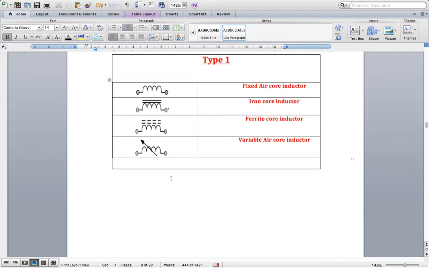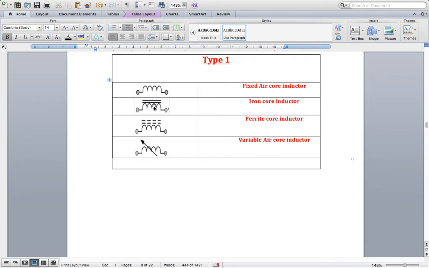Let's move on to the type 1 question, which is a common question in the end of the term exam. You can find the same question in the end of the term. Every year this question is repeating. The symbol for the inductance is this one. This is a standard symbol. It's like a coil wound like this, 4 winds.